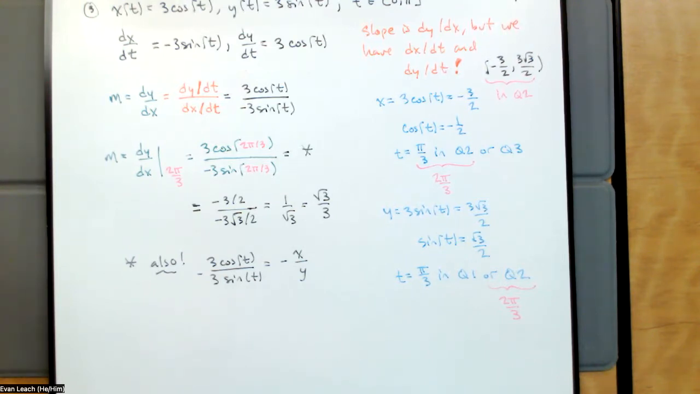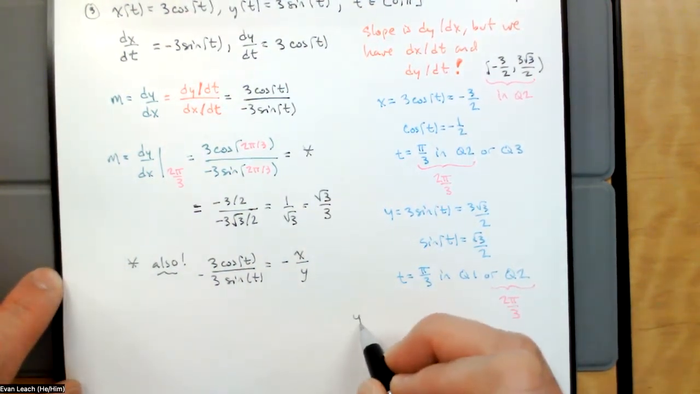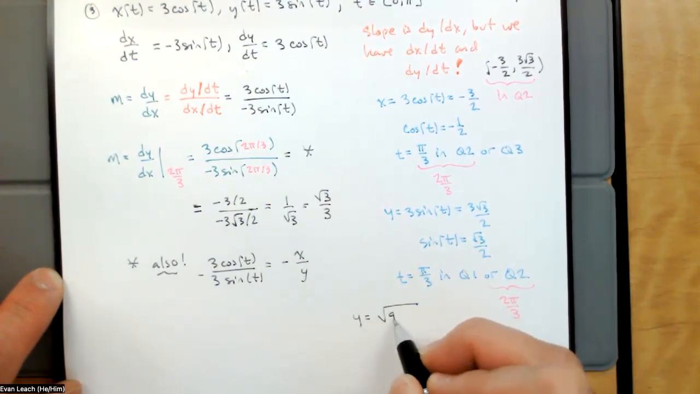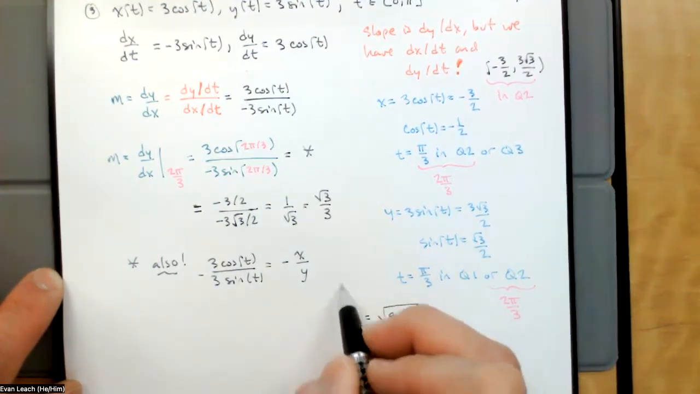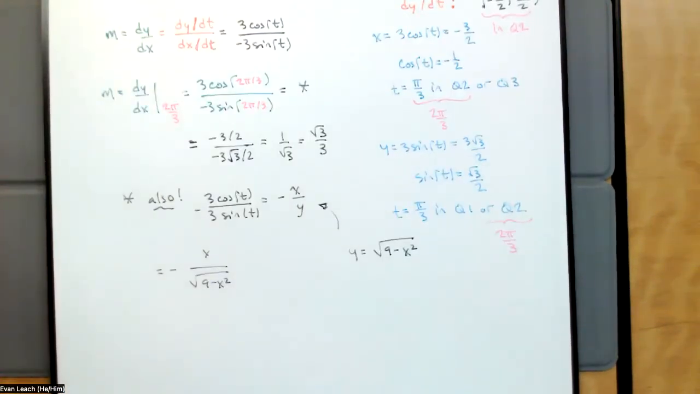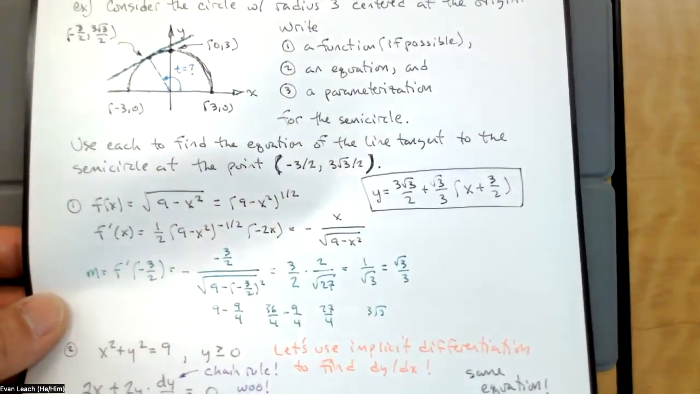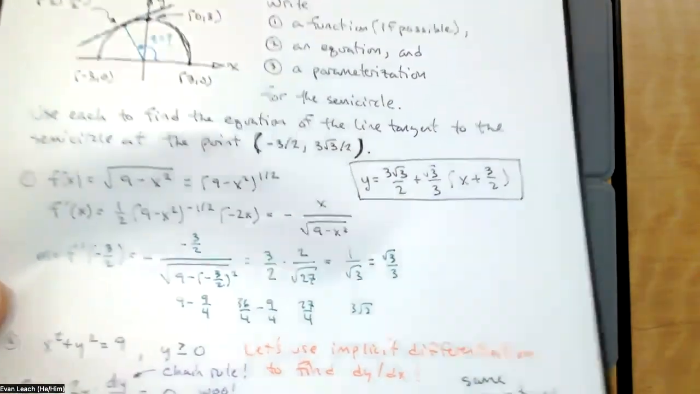Also, remember that we solved for y. We saw y equals the positive square root of 9 minus x squared. If I plug that into my expression up here, I get negative x over the square root of 9 minus x squared. And this is the derivative that we had as a function of x yesterday. That was the same derivative that we had yesterday.